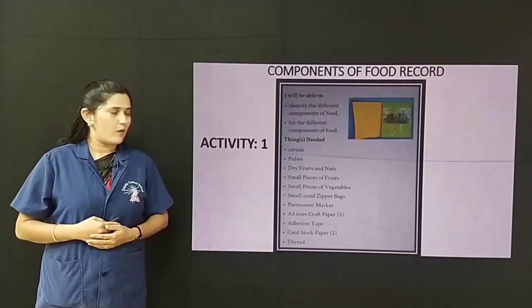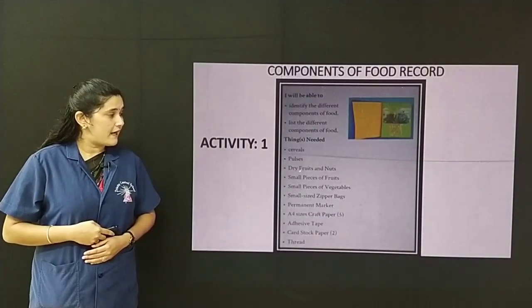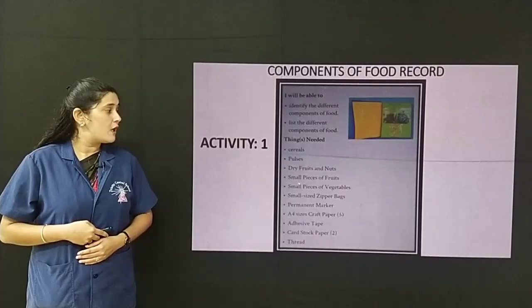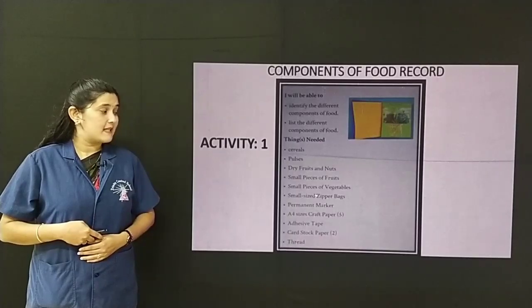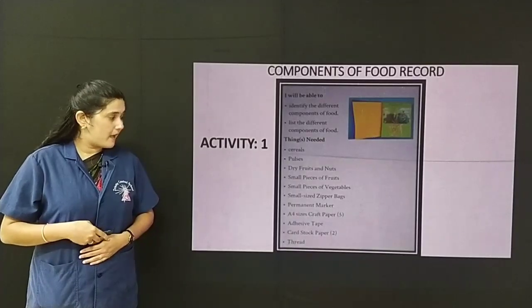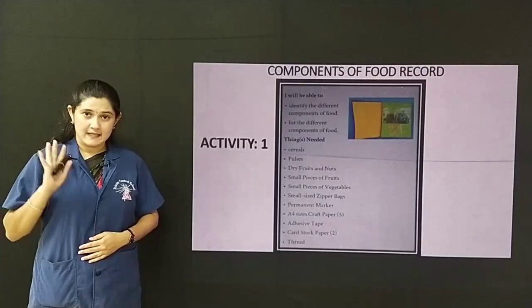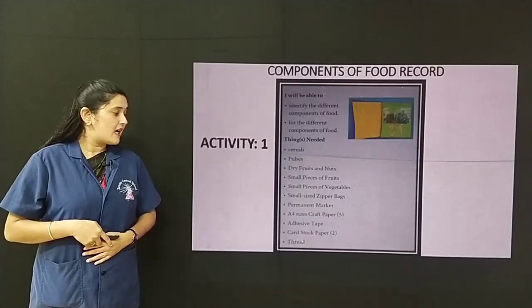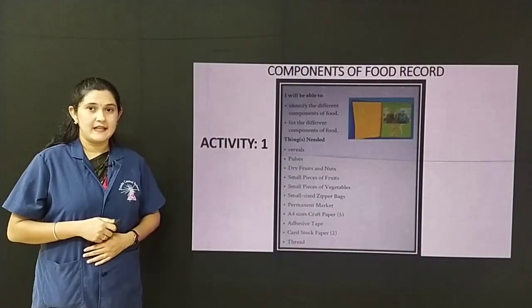What are the things required here? Cereals, pulses, dry fruits and nuts, small pieces of fruits, small pieces of vegetables, small size zipper bags, permanent marker, A4 size craft papers, that is 5, adhesive tape, cardstock paper 2 and thread.